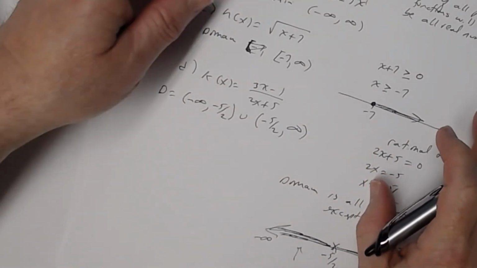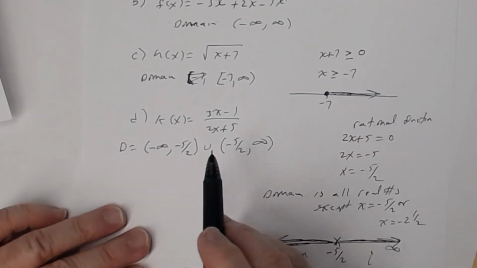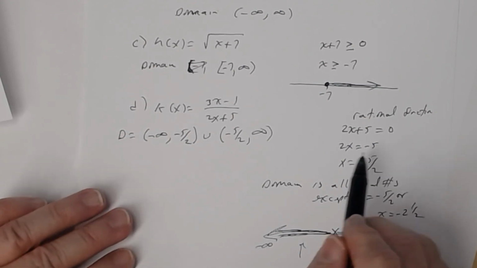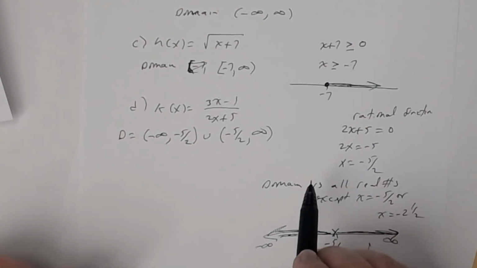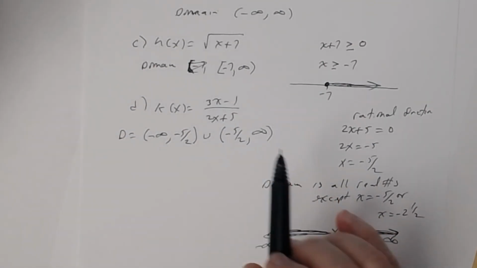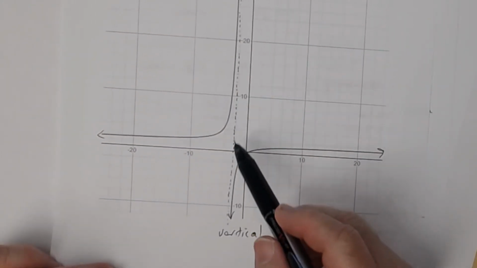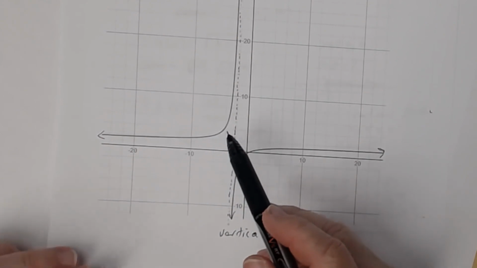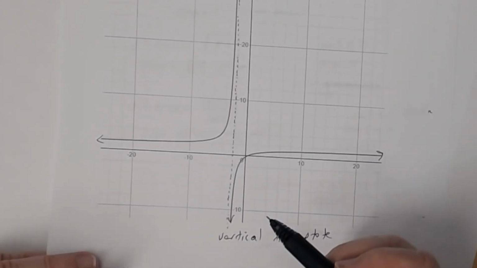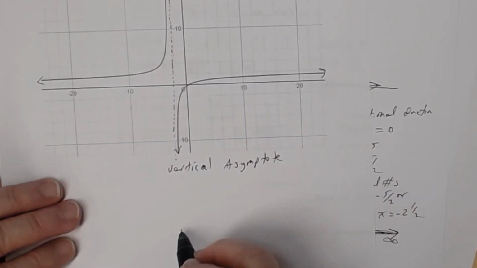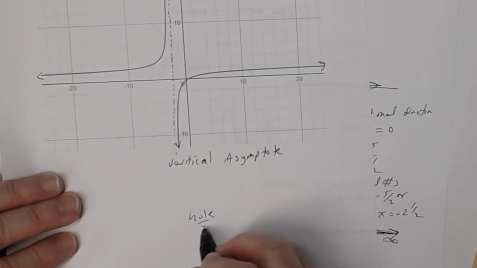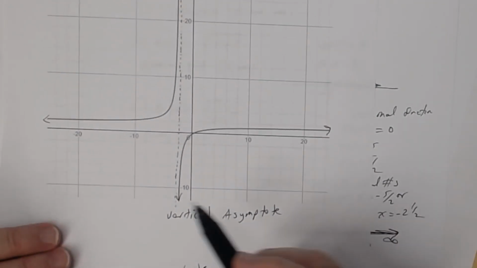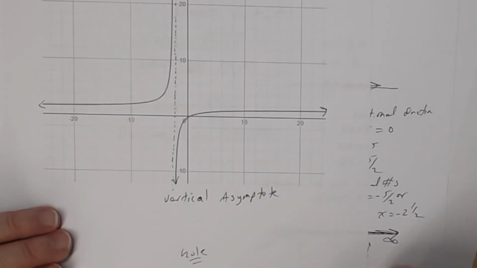Now, just to let you know, remember, this is actually a vertical asymptote, but there are rational functions in which you don't have a vertical asymptote. Sometimes what you have is a hole in the graph. A hole, H-O-L-E. Sometimes you'll have a hole in the graph, and that's not the case here, but sometimes you will.